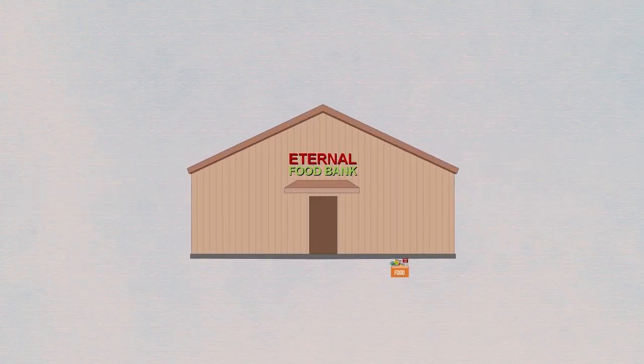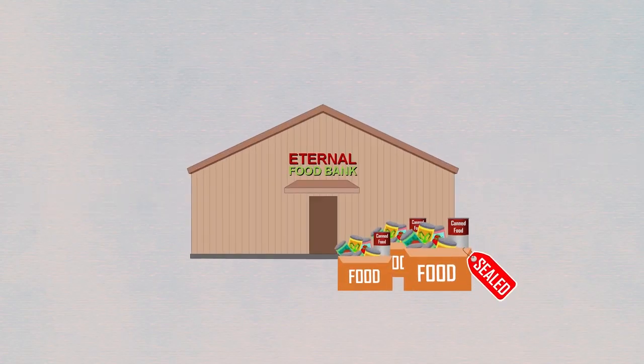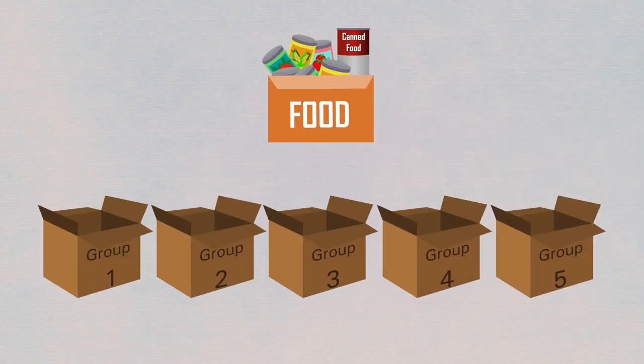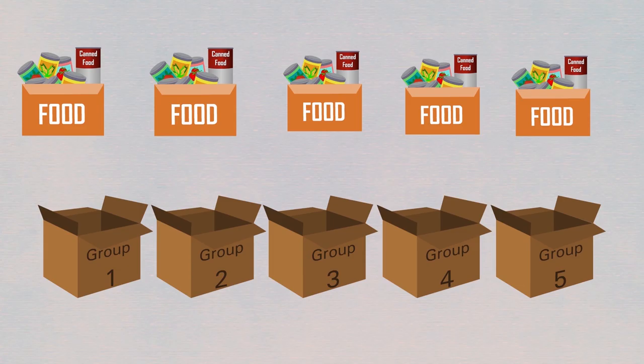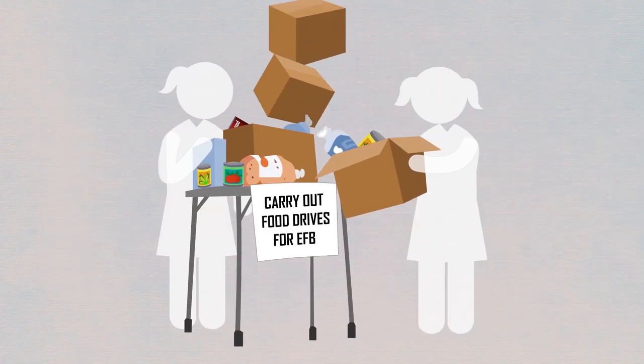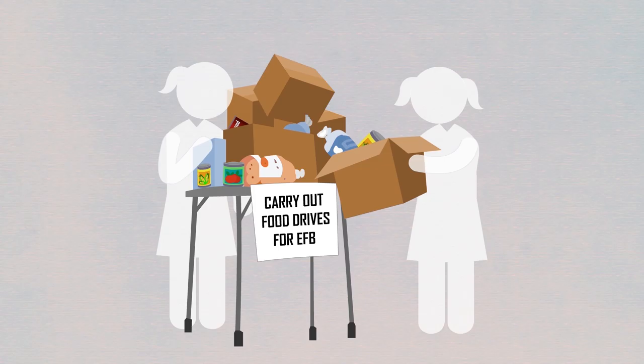All food distributed by Eternal Food Bank is uniquely boxed and sealed. The food collected by Eternal Food Bank is processed into 5 different food groups and is then mixed in the right proportion to make defined, different balanced diets before it is boxed and redistributed.